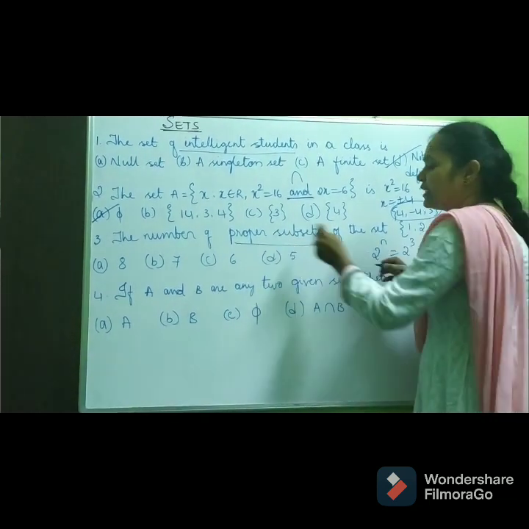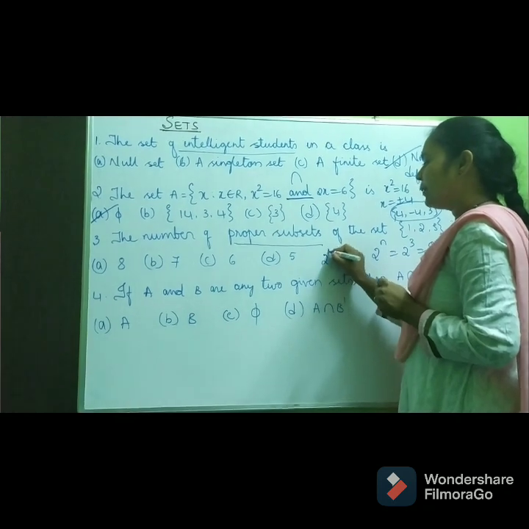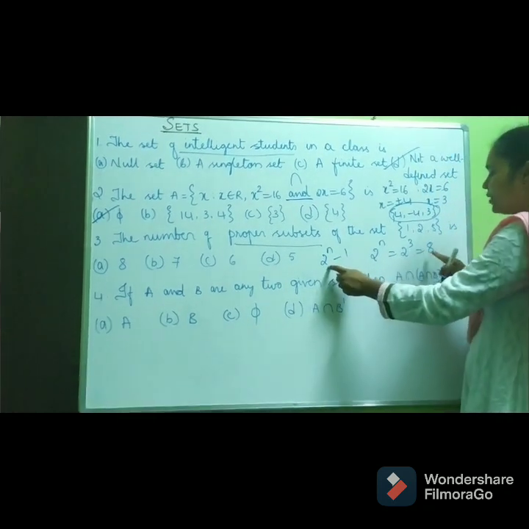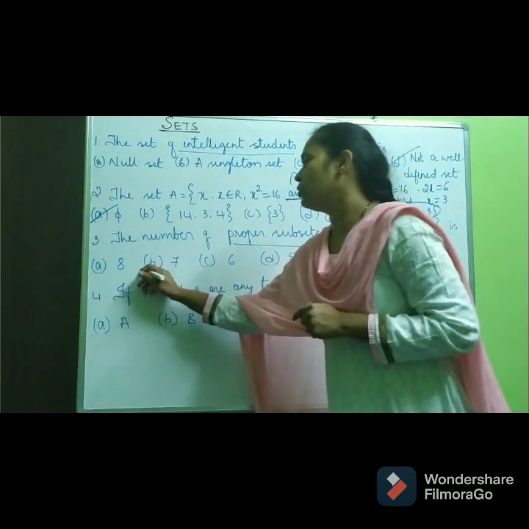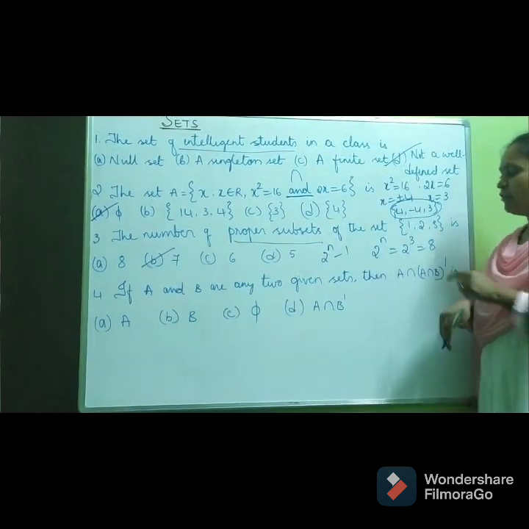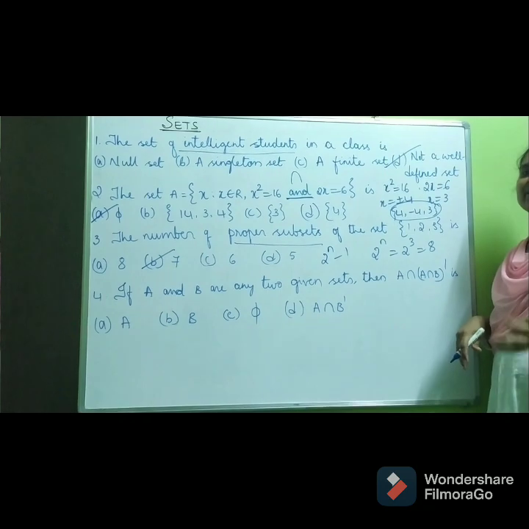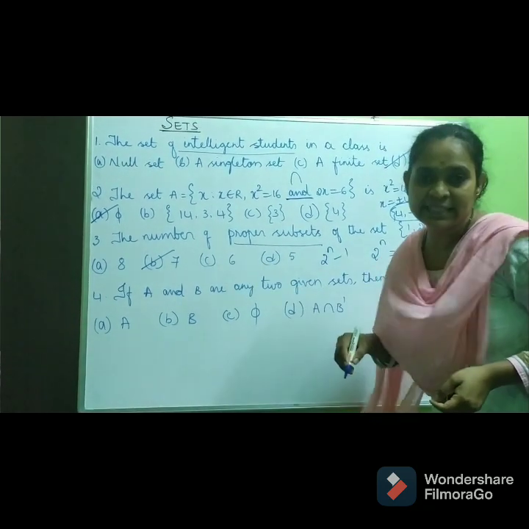For proper subsets, what is the formula? 2 to the power n minus 1. 2 to the power n is 8, and 8 minus 1 is 7. So the number of proper subsets for this set, or any set having 3 elements, would be 7.